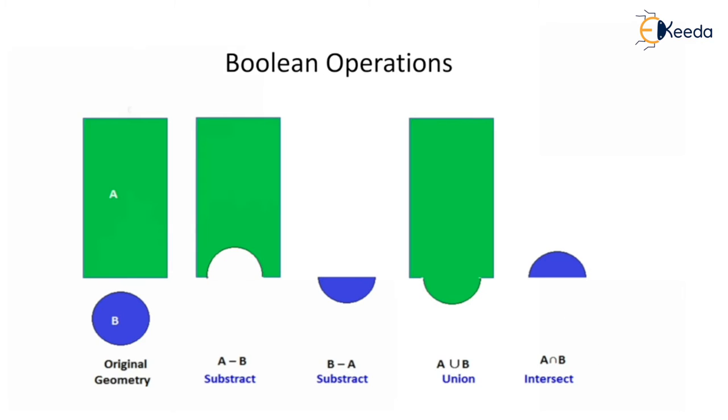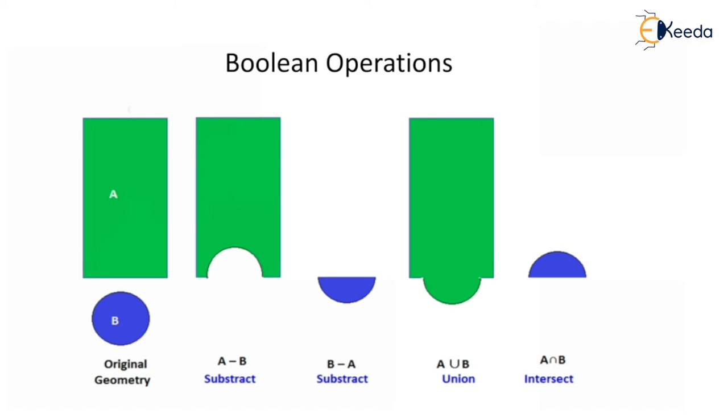Let's see the Boolean operations. There is an original geometry. A is a green rectangle and B is a circular geometry. It is a two dimensional figure where you observe there are four operations. A minus B is the subtract operation. If we subtract A from B, then half part of the circle will be subtracted. So it is a subtract condition. B minus A is again one condition where A is cut out from B. So the half part, the semicircular bottom of B, will be remaining.